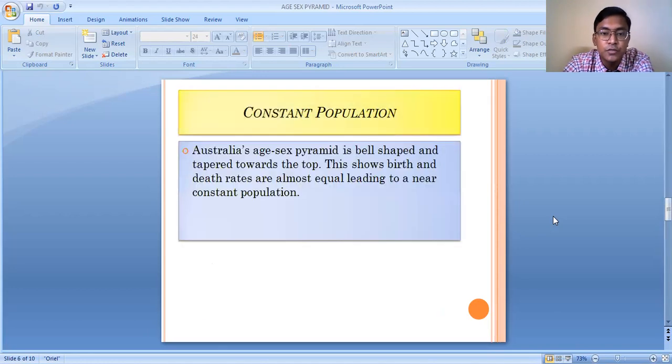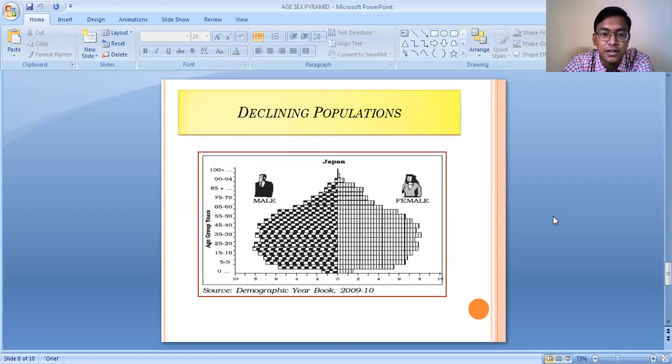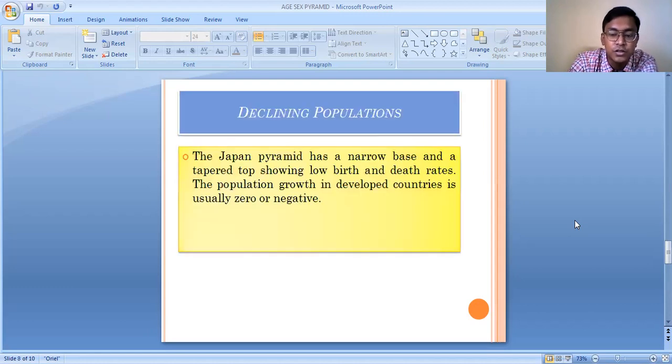So the expanding population we have explained. Declining I have explained actually. That is Japan. This one is the declining. Here you can see very little population in the lower age group. In 0 to 4 years, the population has suddenly decreased. So it shows the declining population. In case of Japan, this is the case.